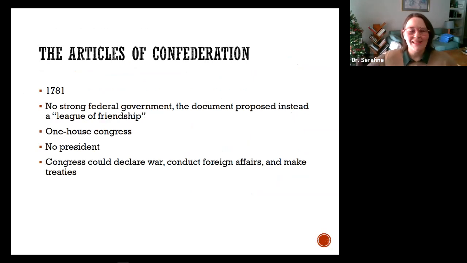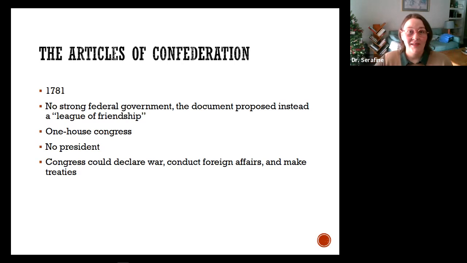Where do we start in 1781 in the midst of the Revolutionary War? The government is guided by the Articles of Confederation. What were the Articles of Confederation? Well, they're a wartime document, and that's really clear when you look at what the Articles give Congress the authority to do. So this wartime document created in 1781 is not the creation of a strong federal government at all.